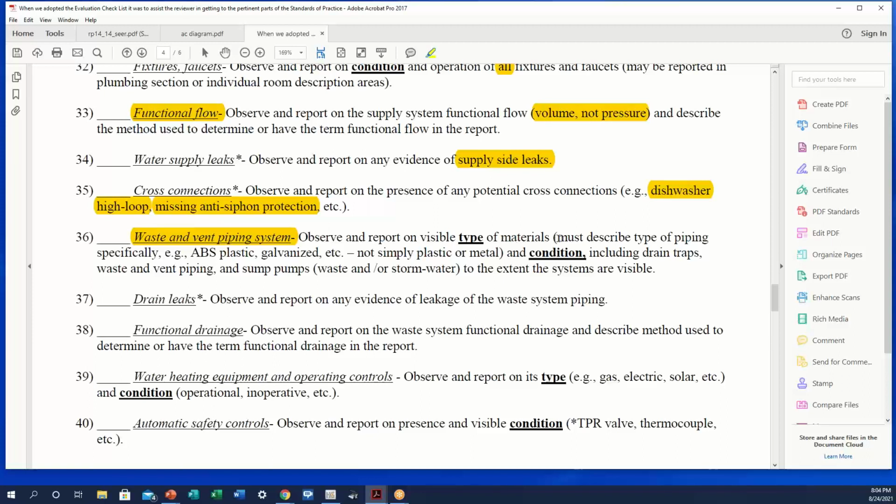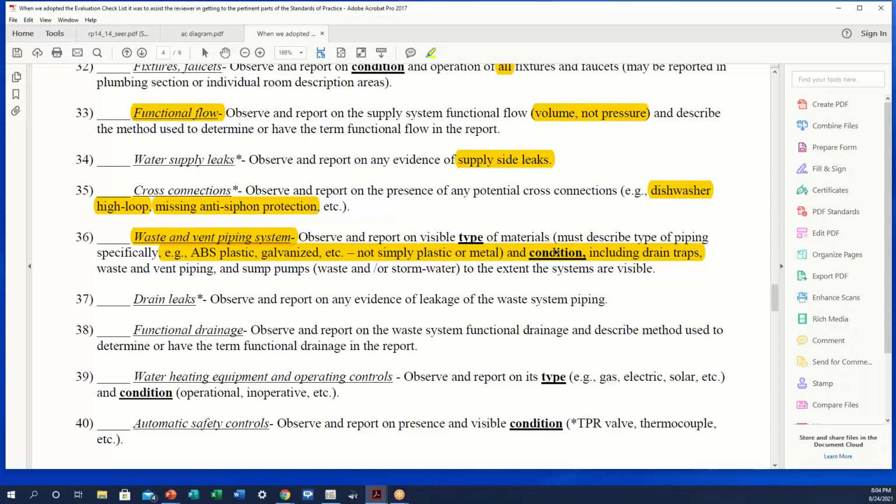Okay. Observe and report on the type. Must describe the type of piping specifically. What's that mean? Describe it. ABS, plastic, galvanized. And they want you to say the word ABS plastic, which I thought was sort of weird. But maybe no one knows what ABS means. It means all black stuff. Yeah, the black stuff. We say non-metallic because I like my buyers to ask me, what does that mean? But we say ABS non-metallic.